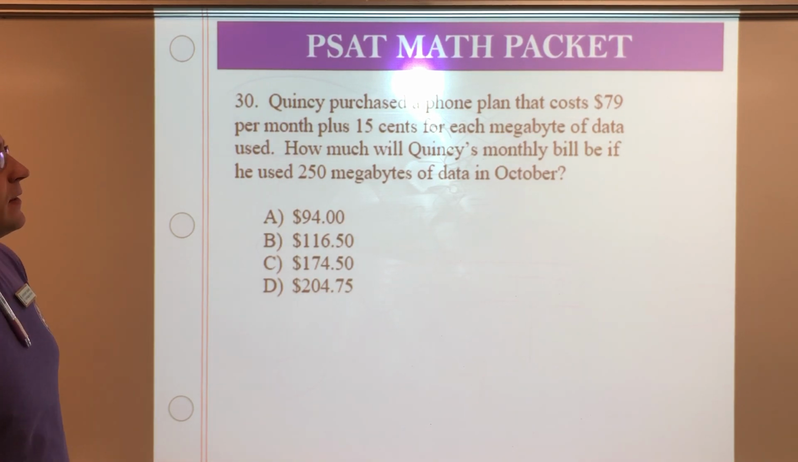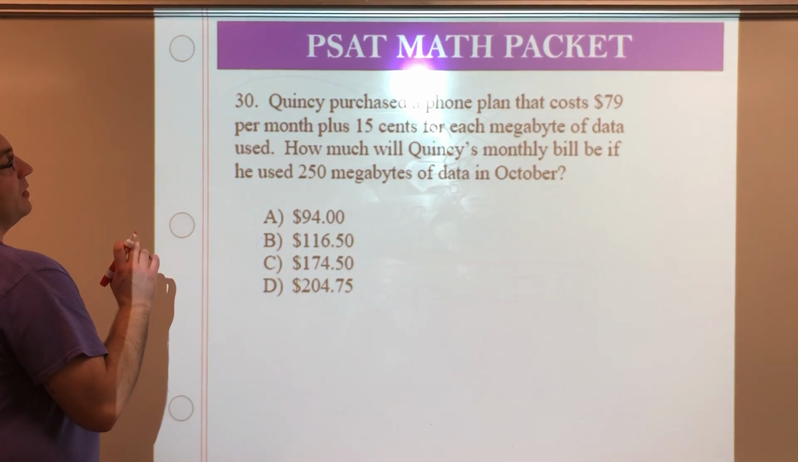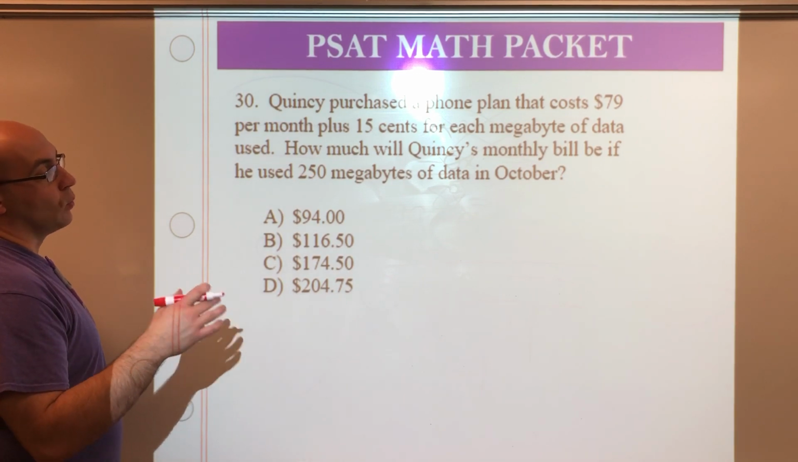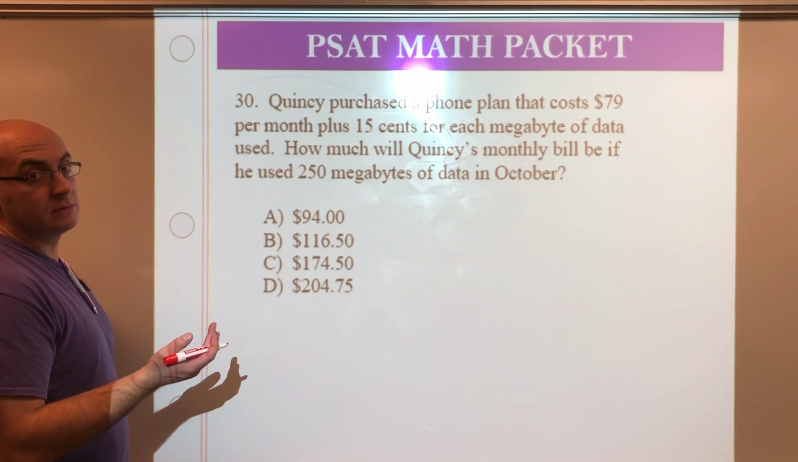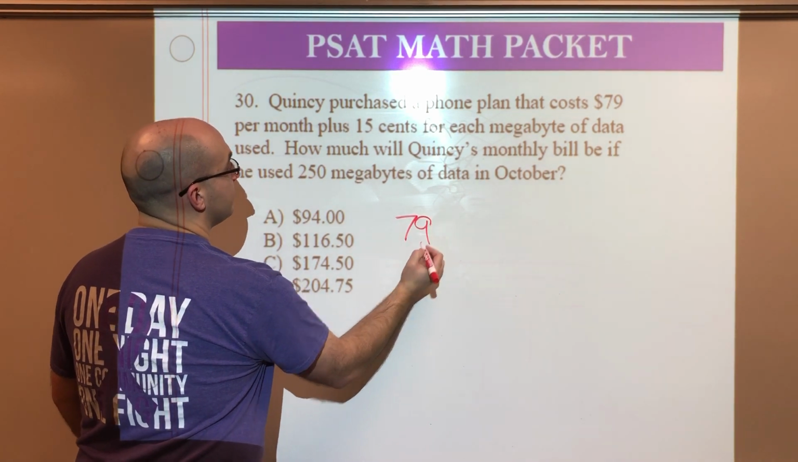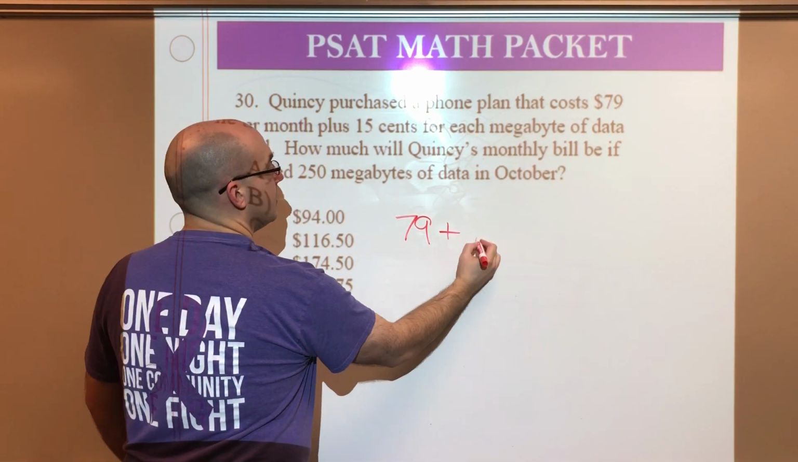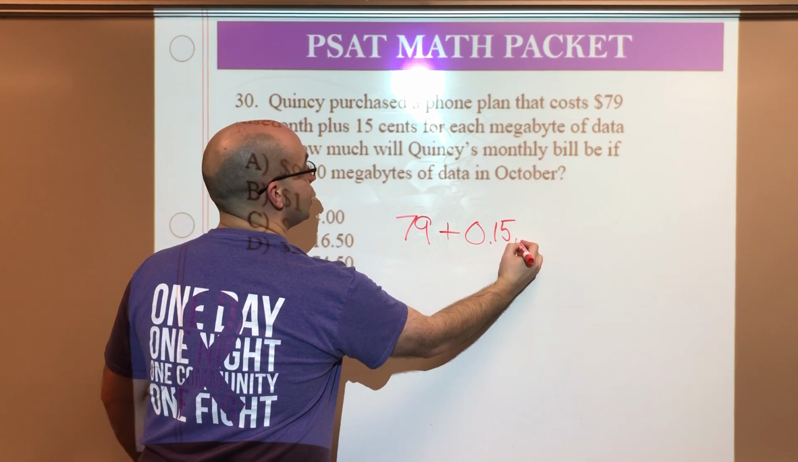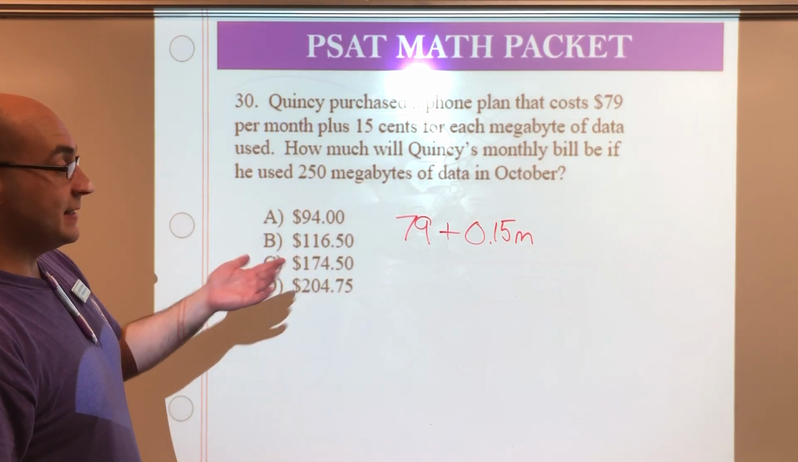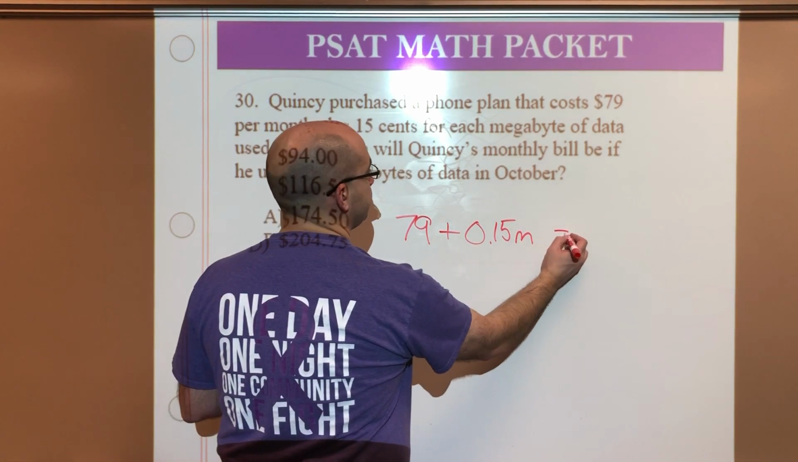30. Last one. Quincy purchased a phone plan that costs $79 per month plus 15 cents for each megabyte of data used. How much will Quincy's monthly bill be if he used 250 megabytes of data in October? We're looking for the total amount of his bill for October. Let's set this up. It's $79 a month plus 15 cents for each megabyte, and I can use M or X, it doesn't matter. That's going to give us our total, which we don't know yet.